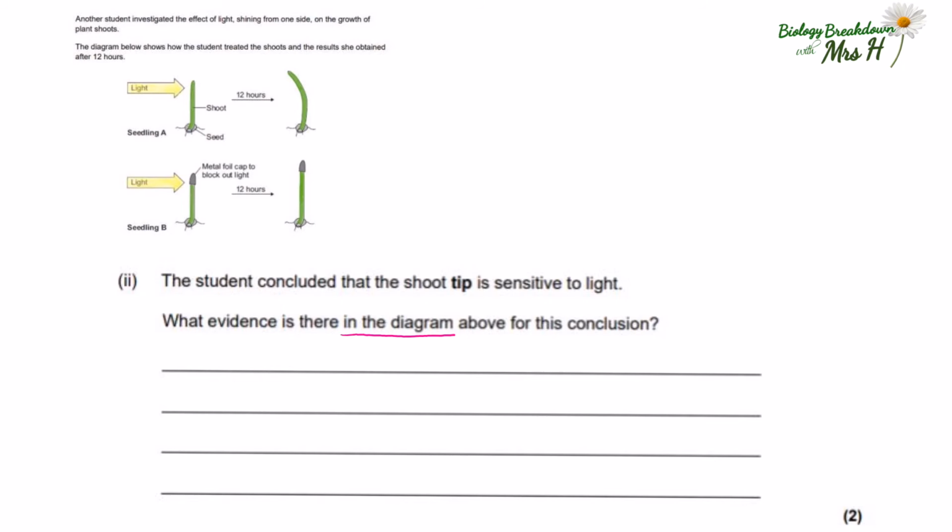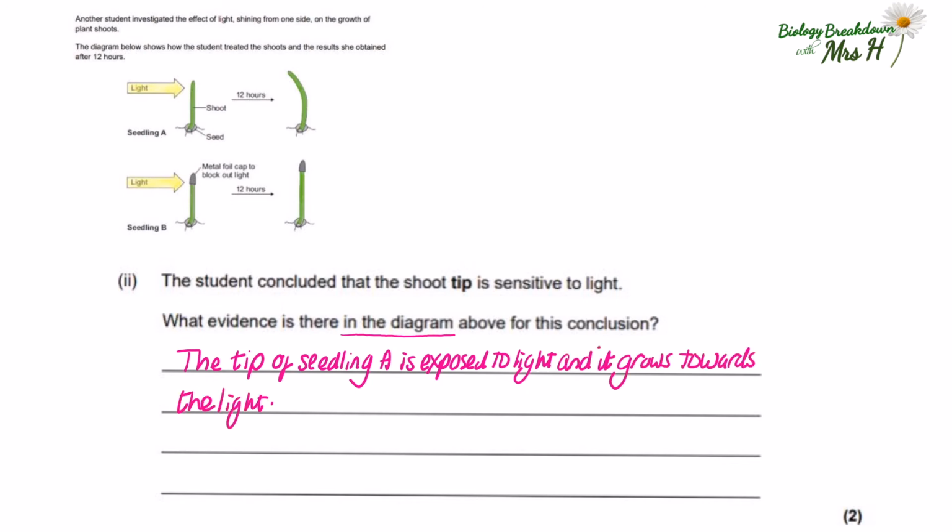The important part to notice here is the evidence from the diagram. The tip of seedling A is exposed to light and it grows towards the light. That is the evidence from the diagram. The tip of seedling B is covered and it does not grow towards the light.